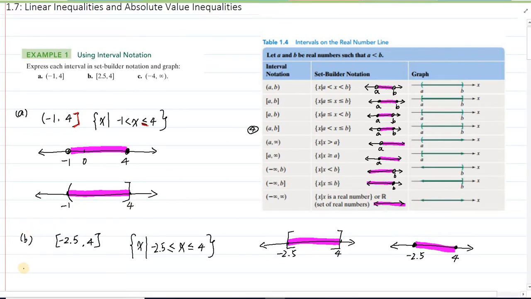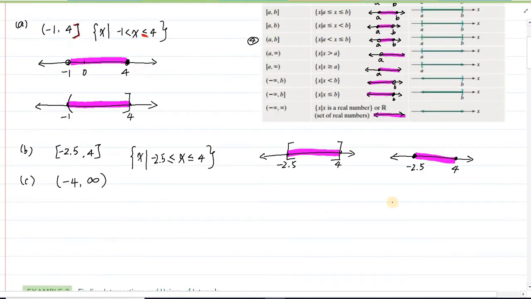Okay, and then part C, we'll have parenthesis negative 4 and positive infinity. From the graph you should realize positive infinity and negative infinity, anytime you see those, you're always going to have a parenthesis. You never use a bracket for those. We can graph something like this, right? Start with negative 4 as the open circle, and then all the way to the positive numbers. So my solution goes this way.